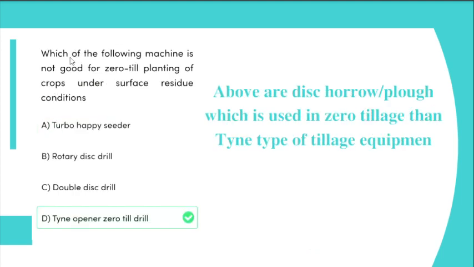Next question. Which of the following machines is not good for zero tillage planting of crops under surface residue condition? So here option number D is correct. Tine opener zero till drill is the answer. The others, such as disc harrow plough, are used in zero tillage, unlike tine type tillage equipment.